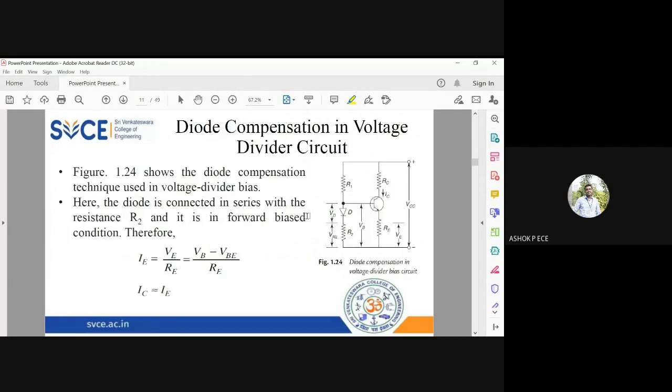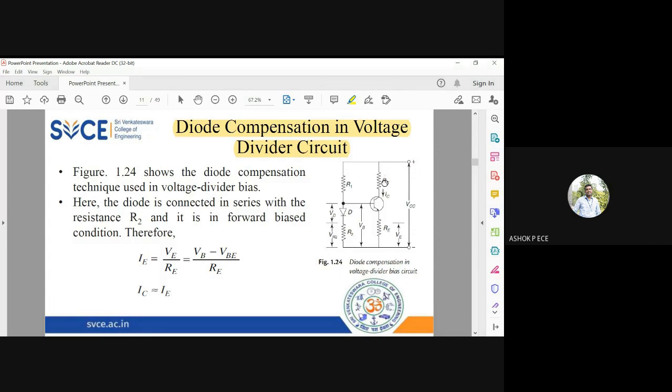So next I'm going to use the same thing in the voltage divider circuit, to compensate for VBE. This is the second method. I'm going to use the diode to compensate for the variation in collector current.